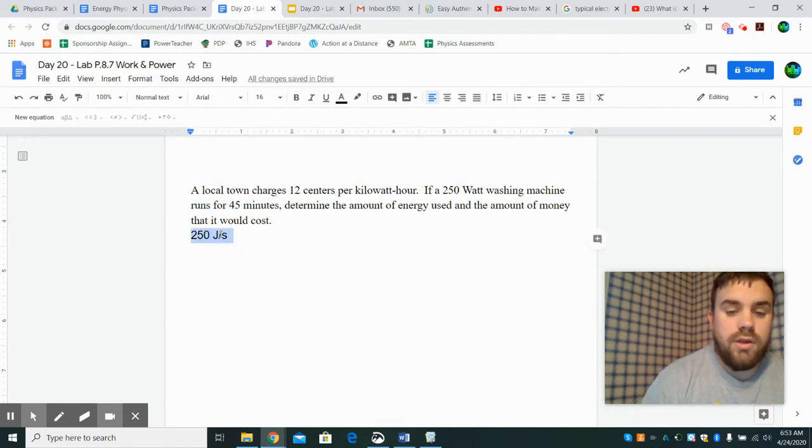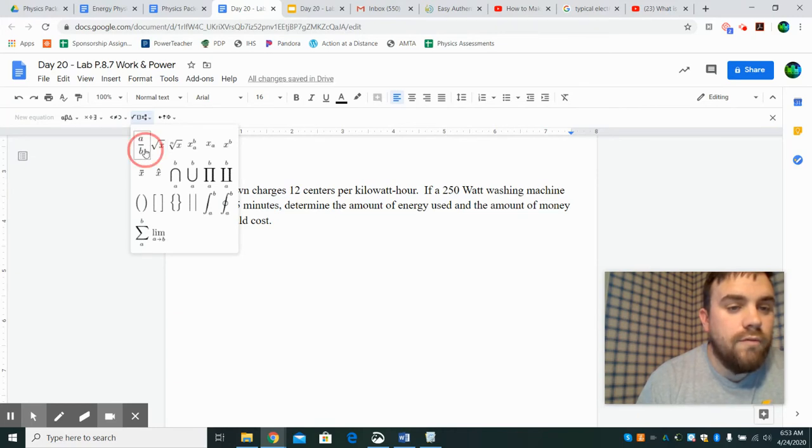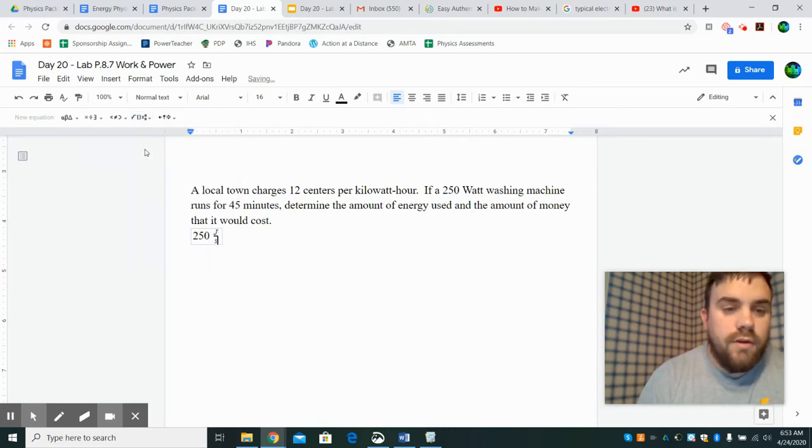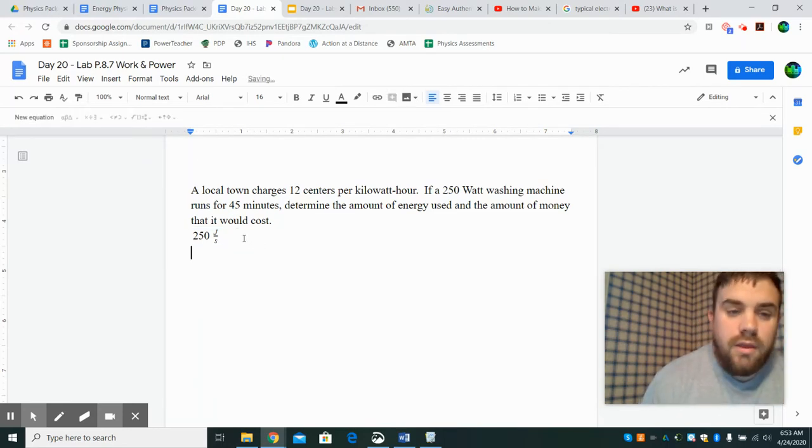Let me put that in the equation. One thing that I know is that it's taking 250 joules per second. That's what the power output of the washing machine is. Then I need to get kilowatt hours because I want the amount of energy that's used in kilowatt hours. To make the unit of kilowatt hours, this is going to be pretty simple. Watch.